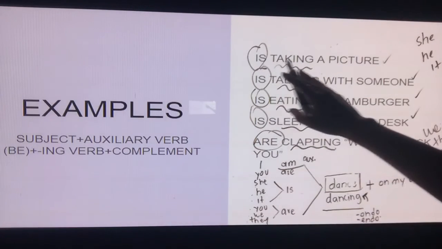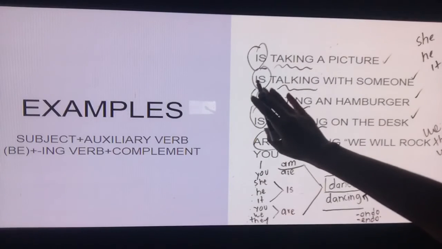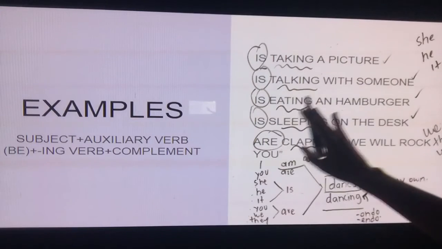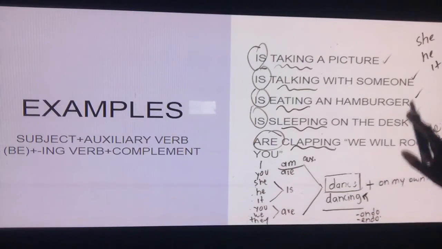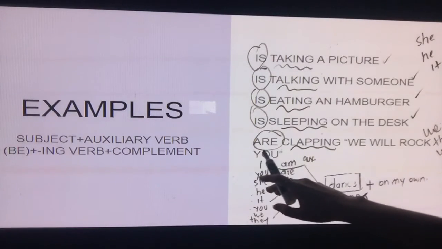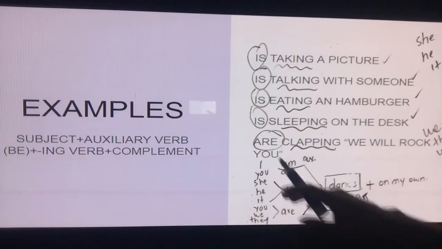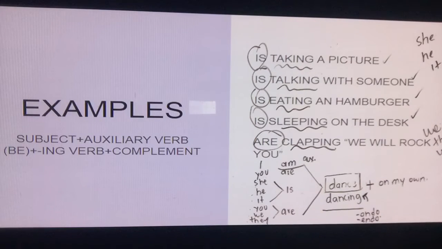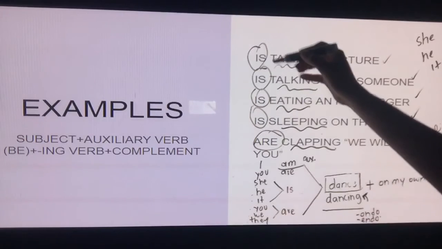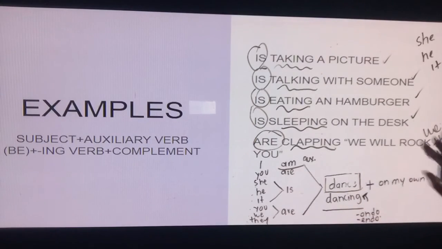Aquí dice is taking a picture, está tomando una fotografía. Is talking with someone, está hablando con alguien. Is eating a hamburger, está comiendo una hamburguesa. Is sleeping on the desk, está durmiendo en el escritorio. And are clapping We Will Rock You. Y están aplaudiendo la canción de We Will Rock You de Queen. Pero básicamente, si ustedes se fijan, todos los verbos están en ing. Todos llevan el verbo to be, nada más nos hace falta el sujeto al inicio de la oración.